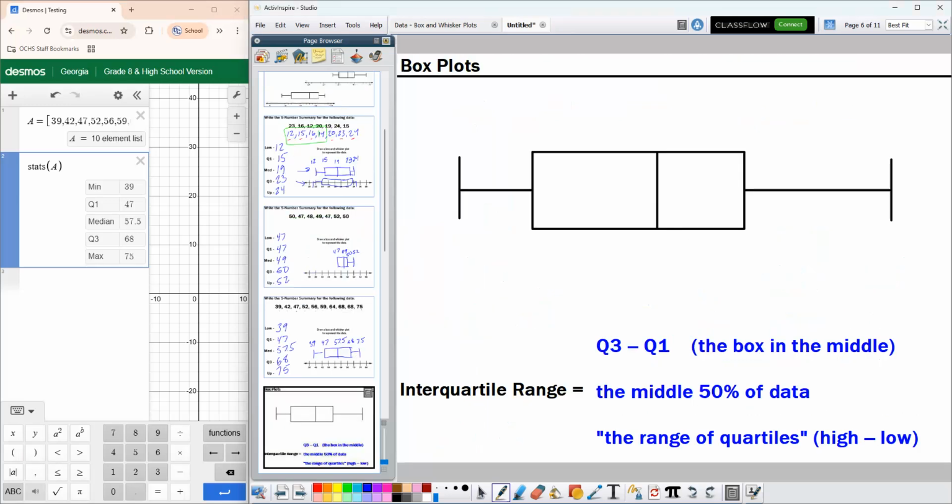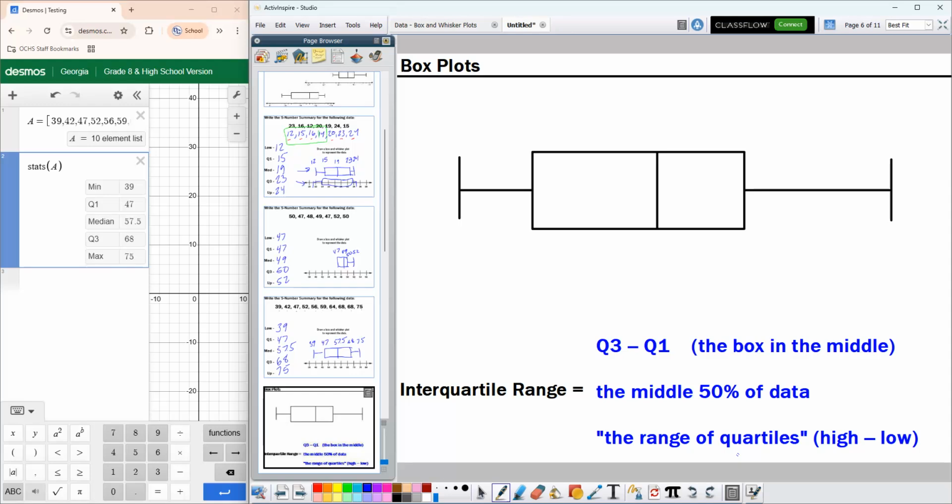All right, box plots right here. Something important is the interquartile range. What I like to call the range of the quartiles right here. The high minus the low quartiles. We've talked about range. Range is the highest number minus the lowest number. Well, the range of the quartiles, or the interquartile range, would be the highest quartile minus the lowest quartile. Q3 minus Q1. It is the box in the middle.